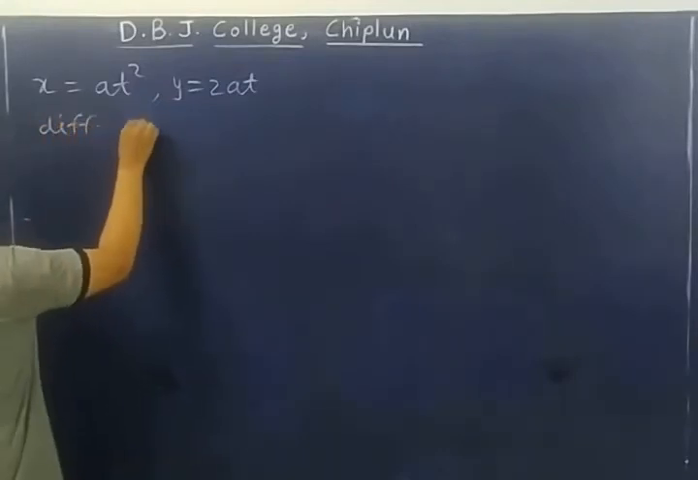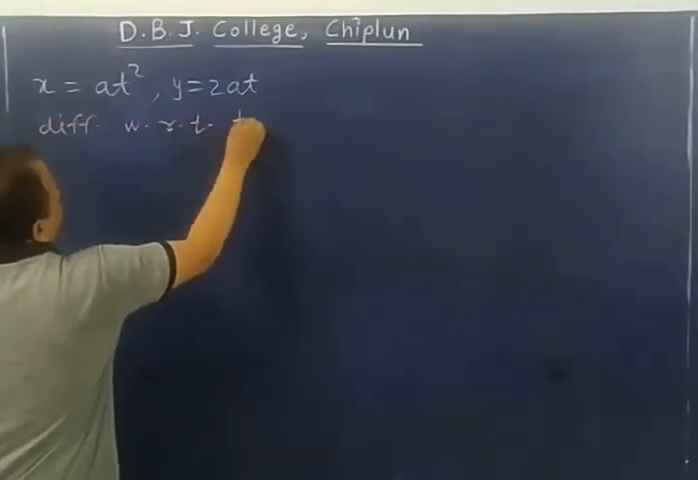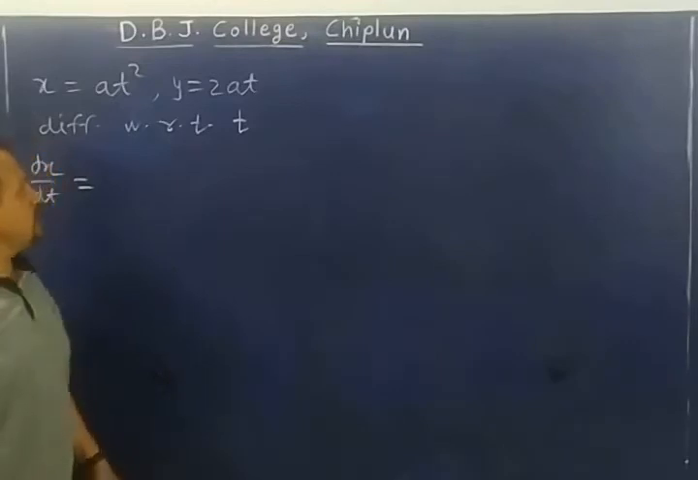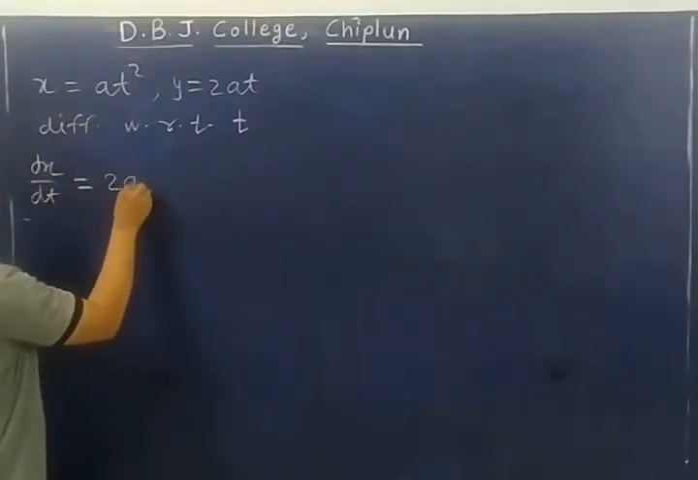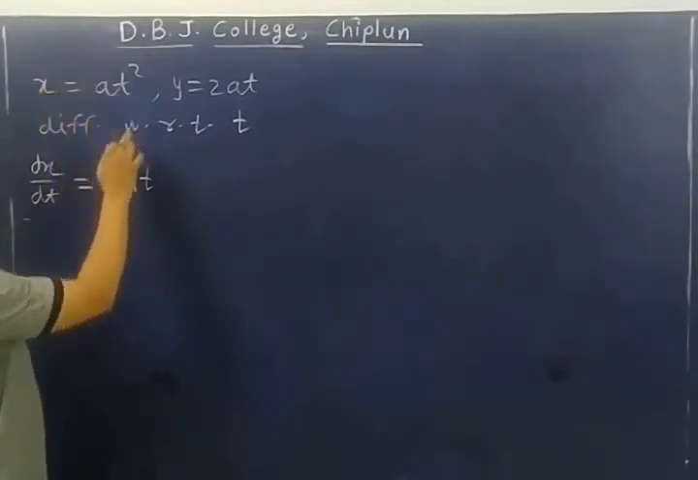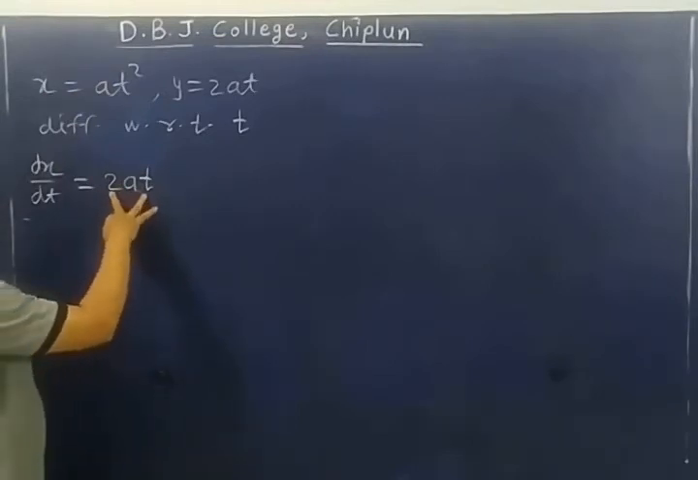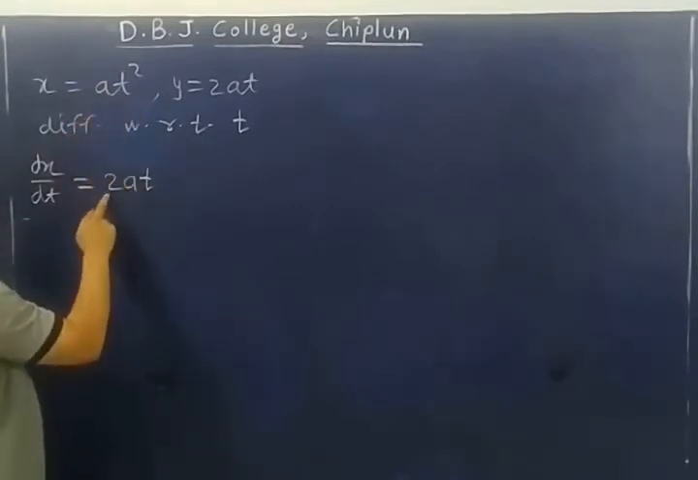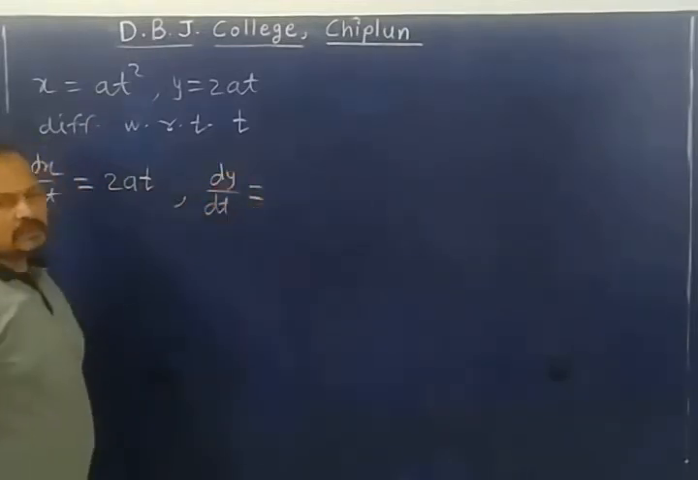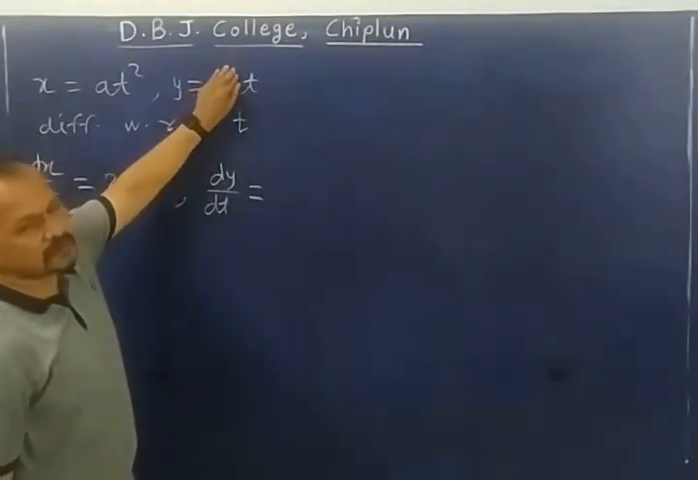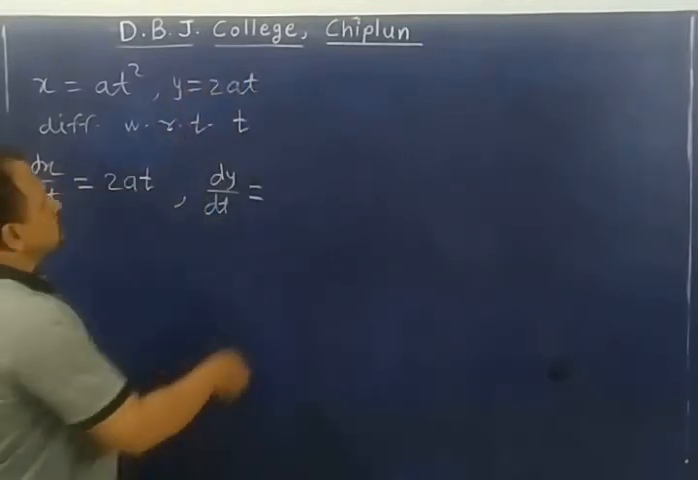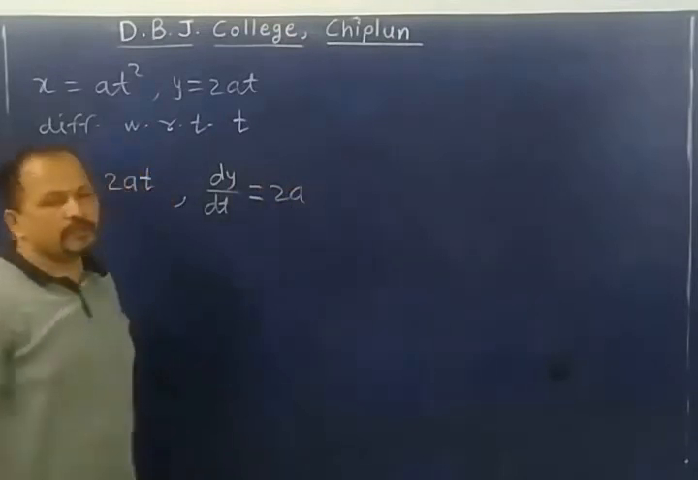Differentiating with respect to t, we get dx by dt is equal to 2at. A constant keeping as it is, the derivative of t square with respect to t is 2t. So the derivative of at square is 2at. And the derivative of y with respect to t: 2a is constant, the derivative of t with respect to t is 1. So the derivative of 2at is 2a.